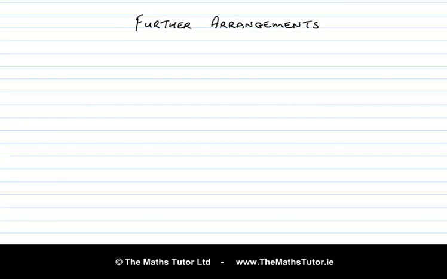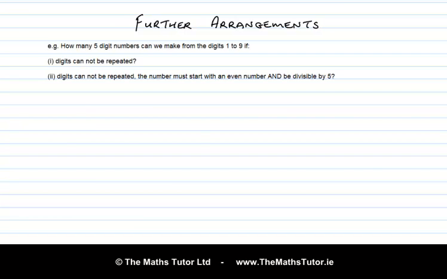Sometimes we are given problems about arrangements which have some special conditions or constraints. For example, how many 5-digit numbers can we make from the digits 1 to 9 if digits cannot be repeated? Part 2, digits cannot be repeated, the number must start with an even number and be divisible by 5. Let's start with part 1.